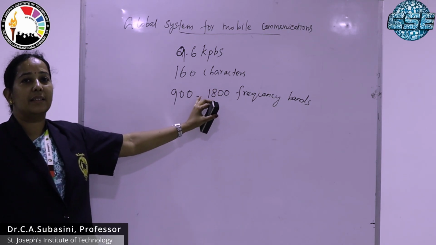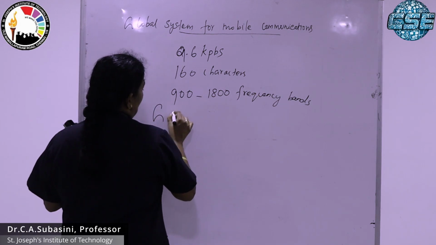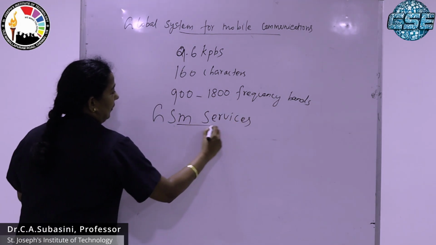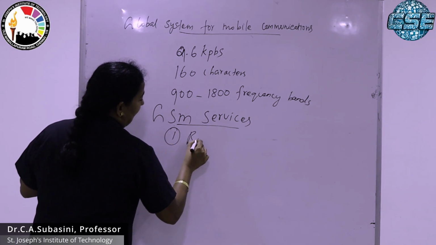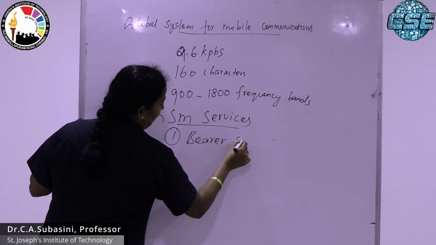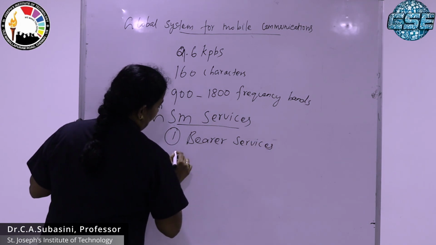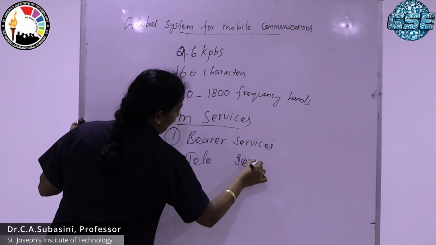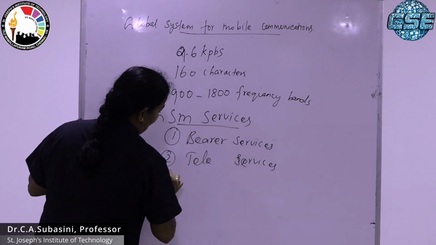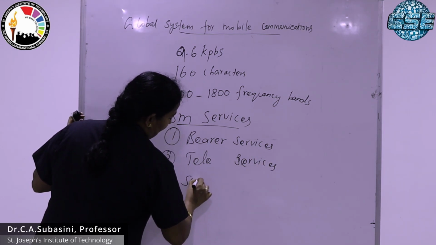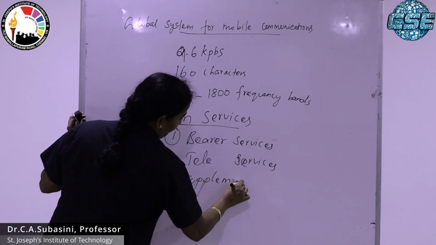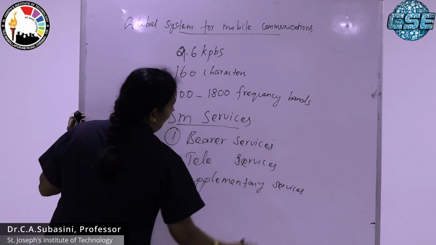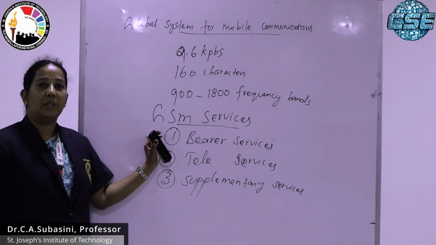Next, we are using GSM services. The first service is bearer services. The second one is teleservices. Third, we are using supplementary services. The first one we are using is bearer services.